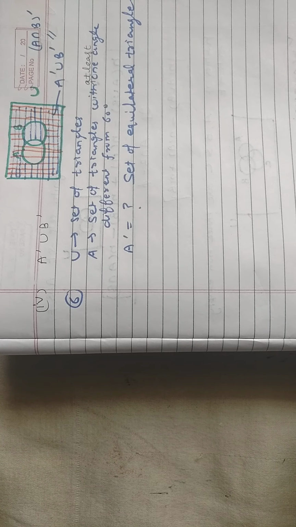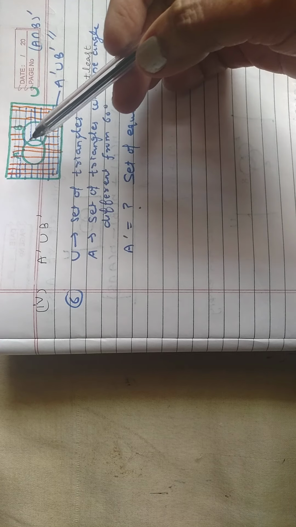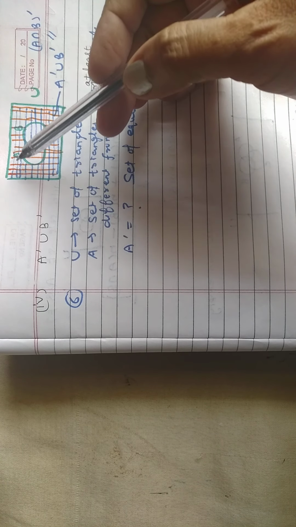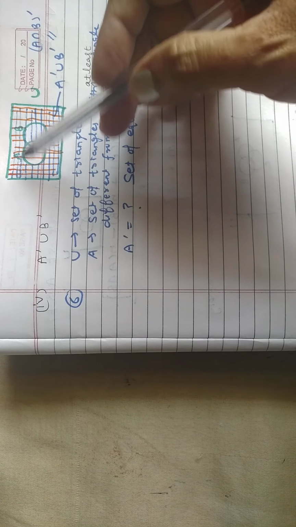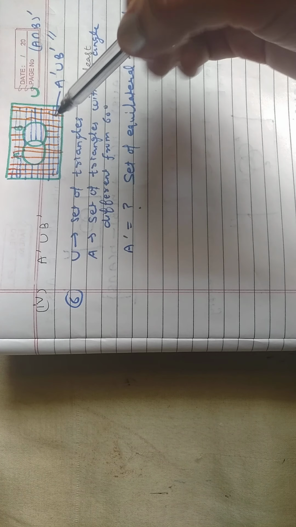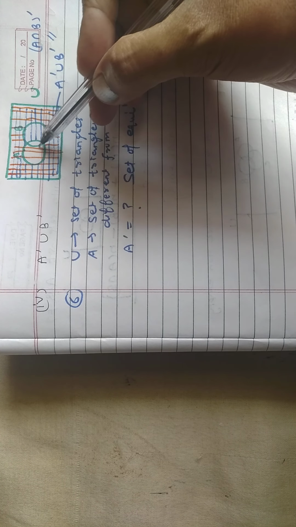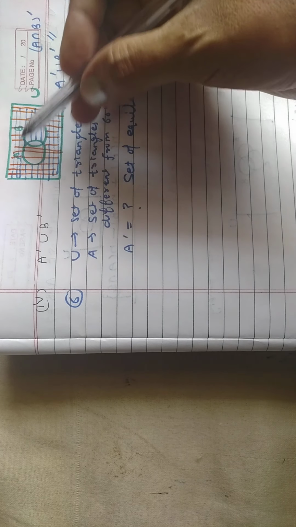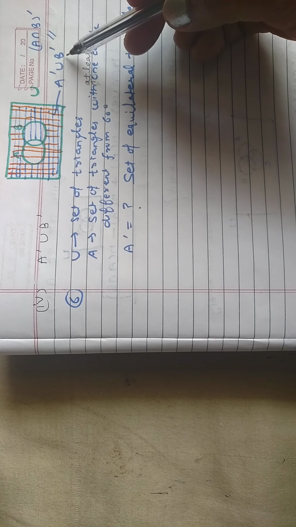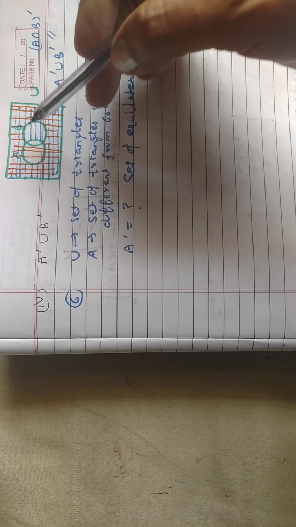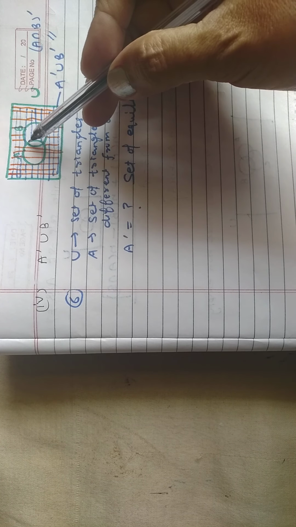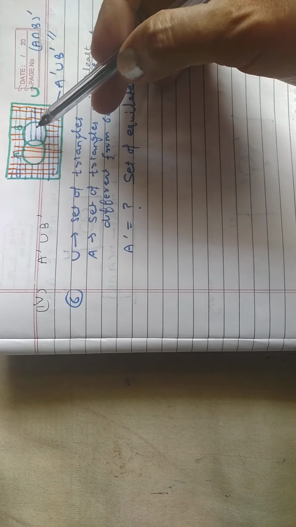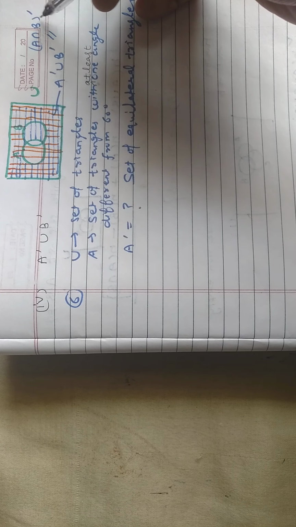Now A' union B' will be represented by the combination of these two. So this whole portion except this, there is no horizontal and vertical line in this portion. So excluding this portion, rest will be your A' union B'. And this is A intersection B, so the rest portion we may call (A intersection B)'.